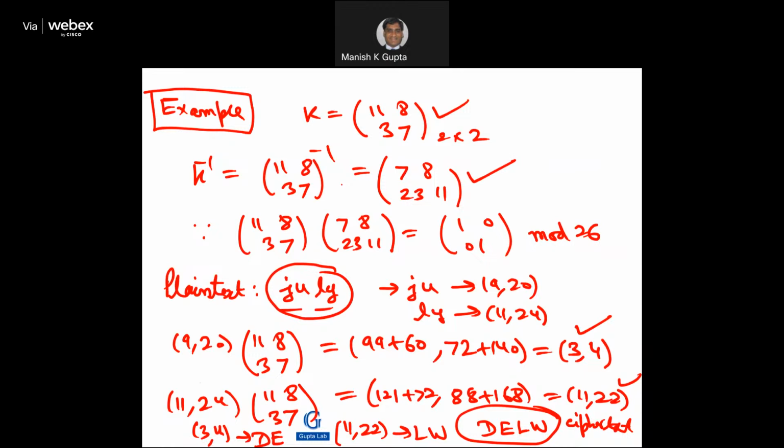So first I'll give an example, then I will talk about the inverse more. If K is the 2 by 2 matrix 11, 8, 3, 7, then M is equal to 2, sorry, the size is 2 here. Now the inverse of 11, 8, 3, 7 is 7, 18, 23, 11 modulo 26, provided the inverse exists. How to find the inverse? That's another question.